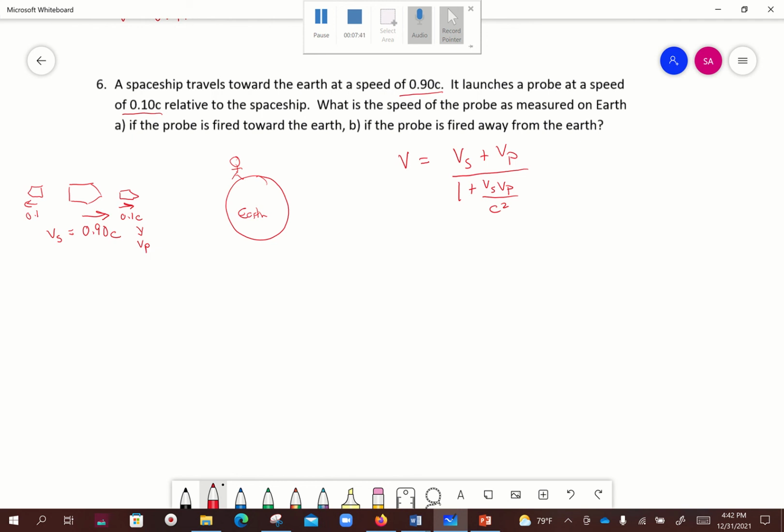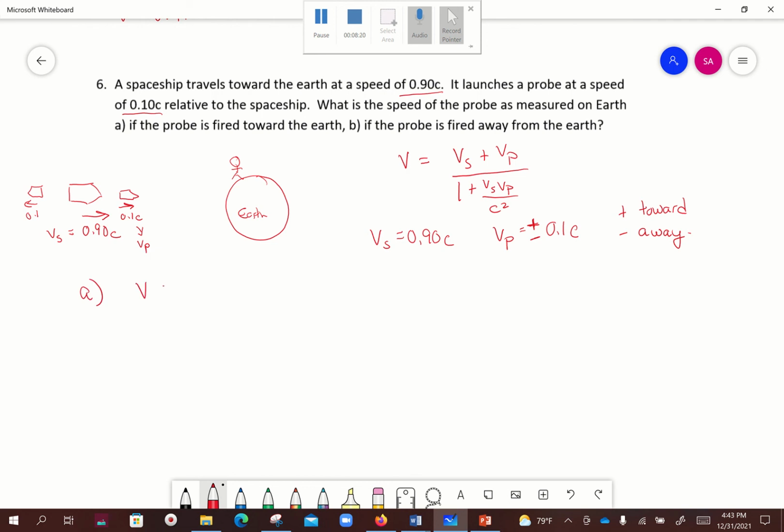All right, so the speed of the spaceship, we know that's 0.90 c. The speed of the probe is 0.1 c, but it's either moving towards the Earth, in which case we're going to use a plus sign, or it's moving away, in which case we'll use the minus sign. And you could think about that, just sort of rationalize it. If you had someone in a car moving towards you, if they threw something towards you, it would be coming towards you faster. If they threw it away from you, it would be going slower. So we know we would subtract the speeds. All right, so let's do toward.